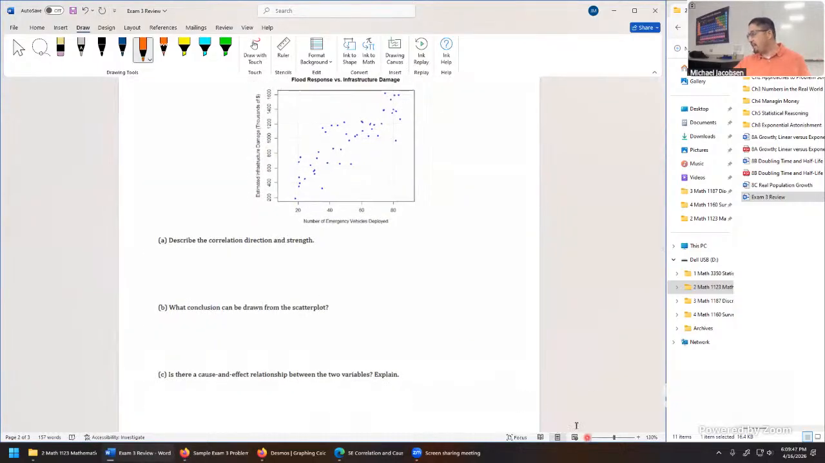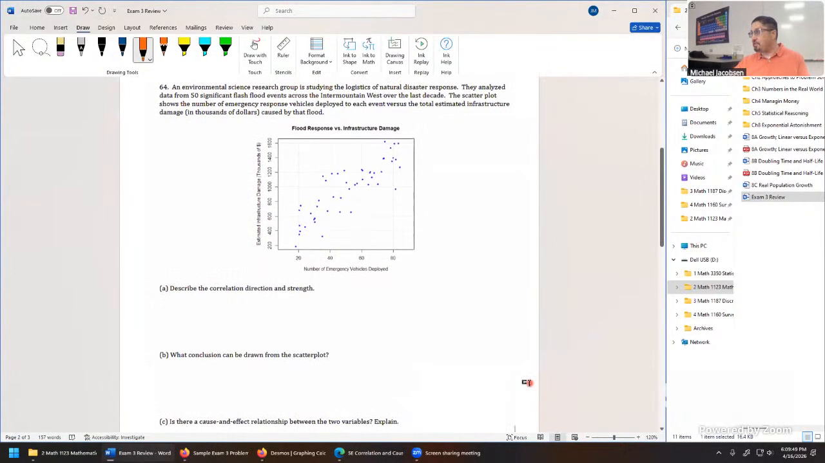Okay, so here's where we'll start out. Thanks for picking a direction to go for our first problem. And this one is not too different actually than the one that we did in the lecture notes. It says, An environmental science research group is studying the logistics of natural disaster response, things like fire trucks and the such. They analyze data from 50 significant flash flood events across the Intermountain West over the last decade.